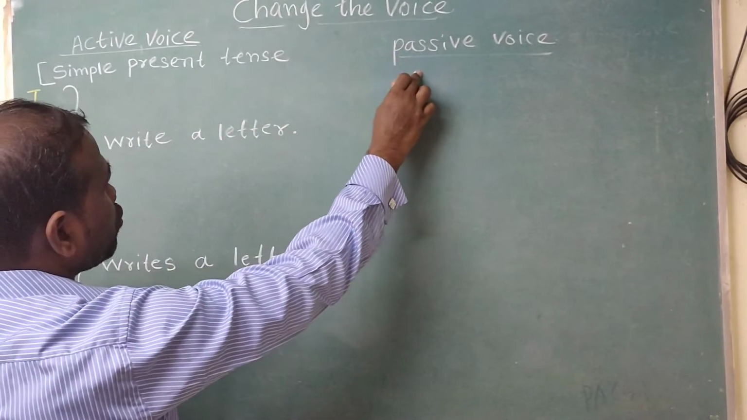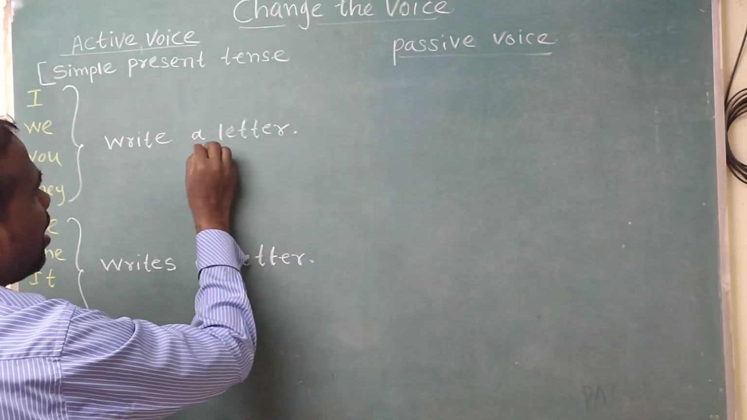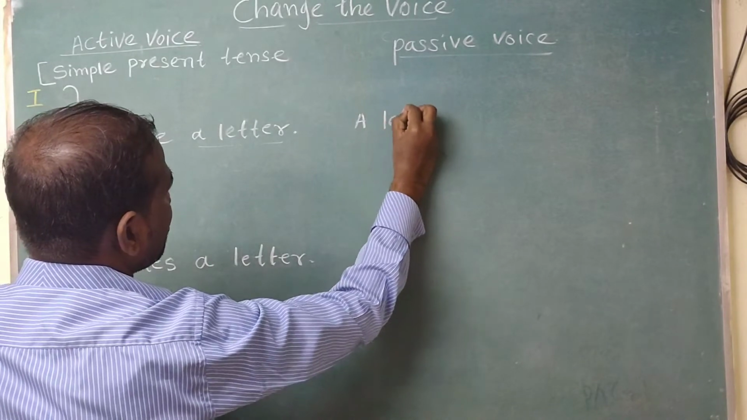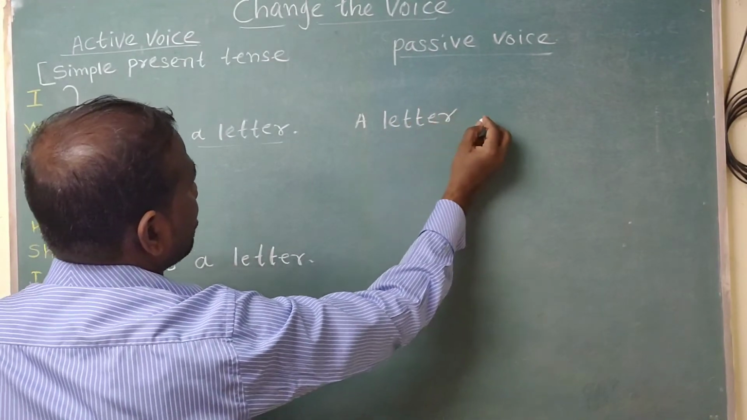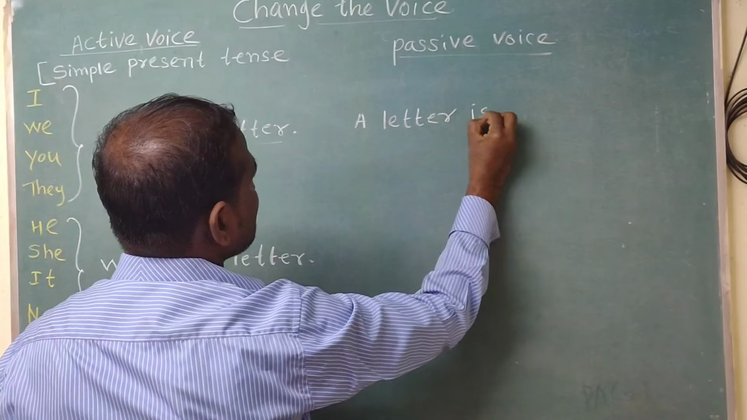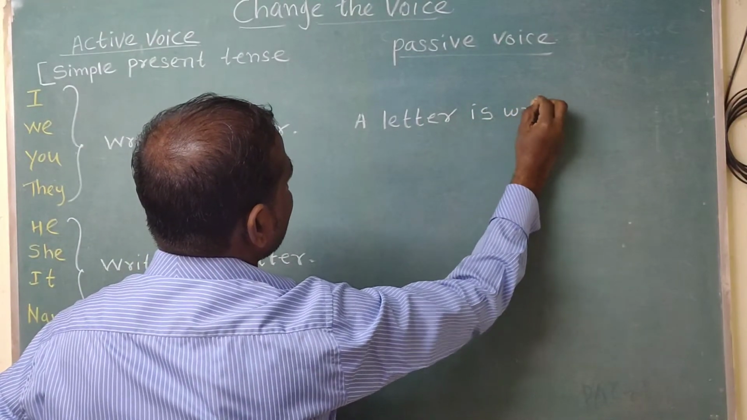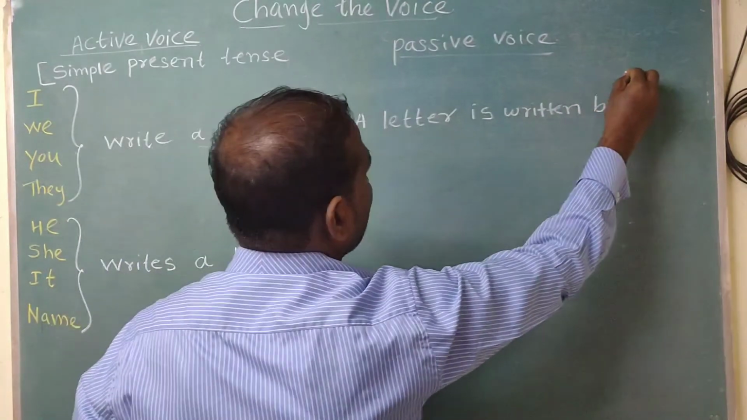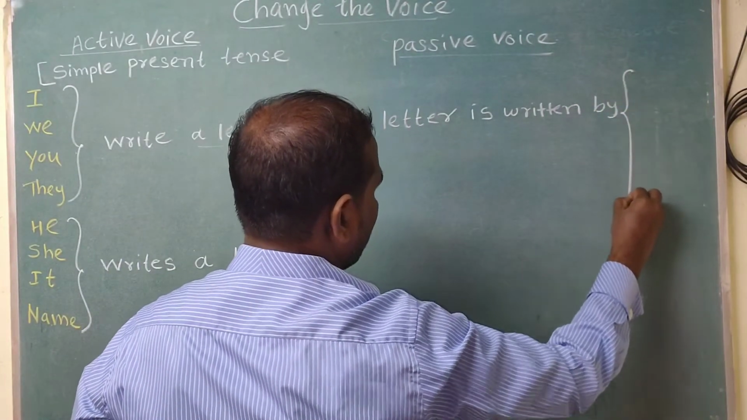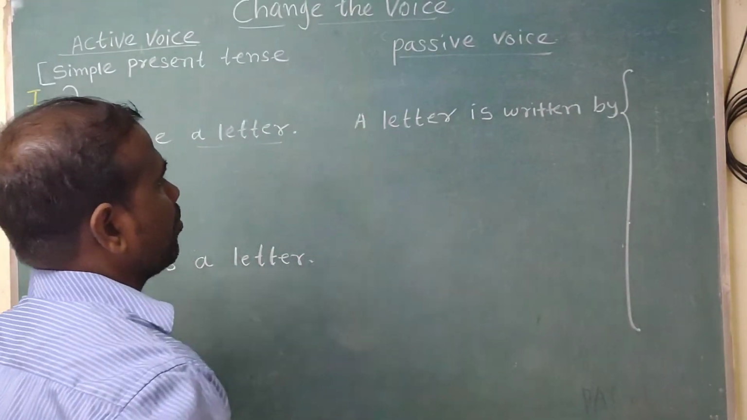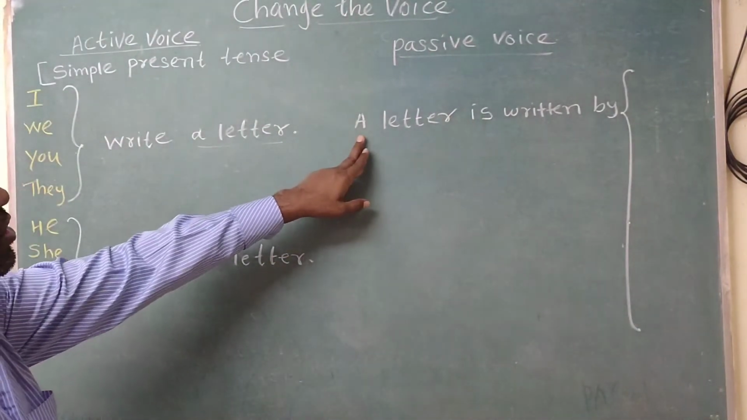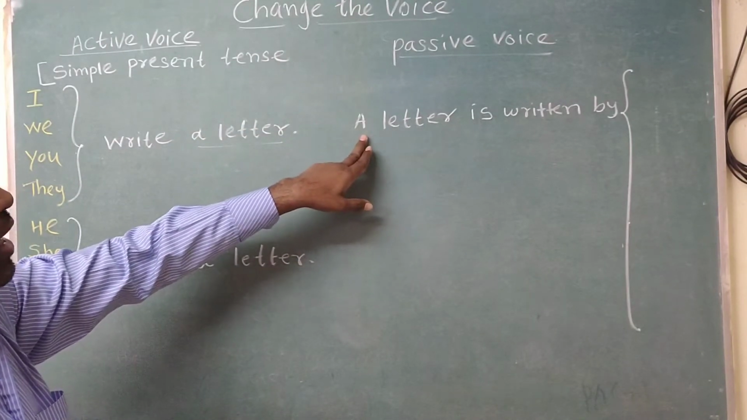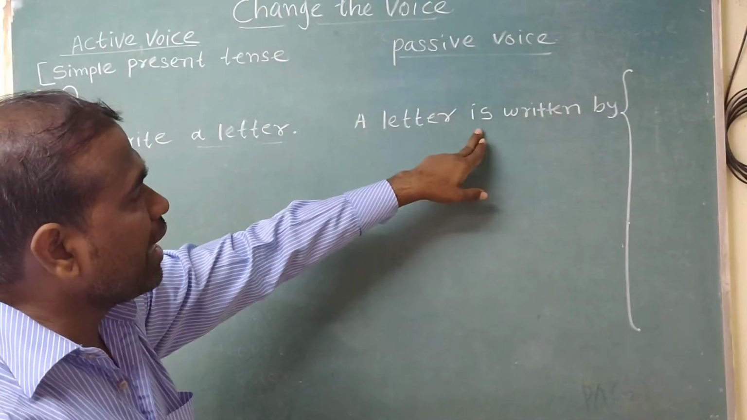In passive voice we have to start with the object. Now the object is a letter. Then the sentence will be: a letter is written by. How to use this passive voice: the very first we have to take the object, then the helping verb is or are.